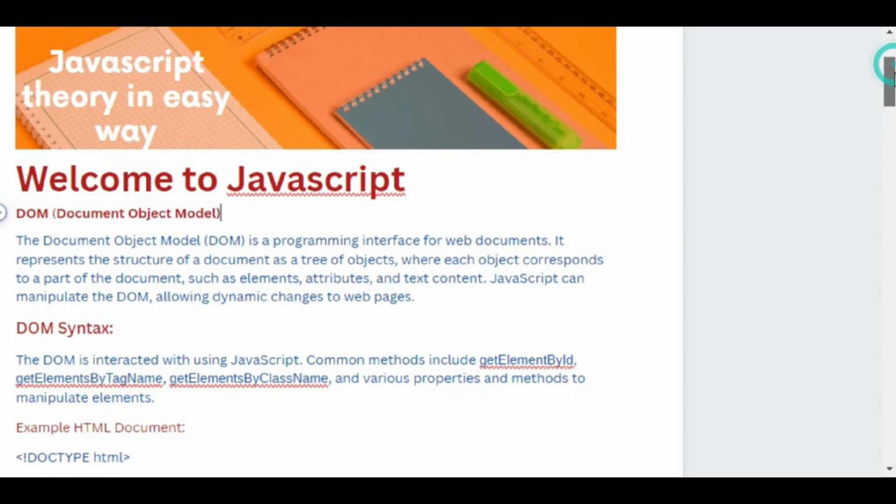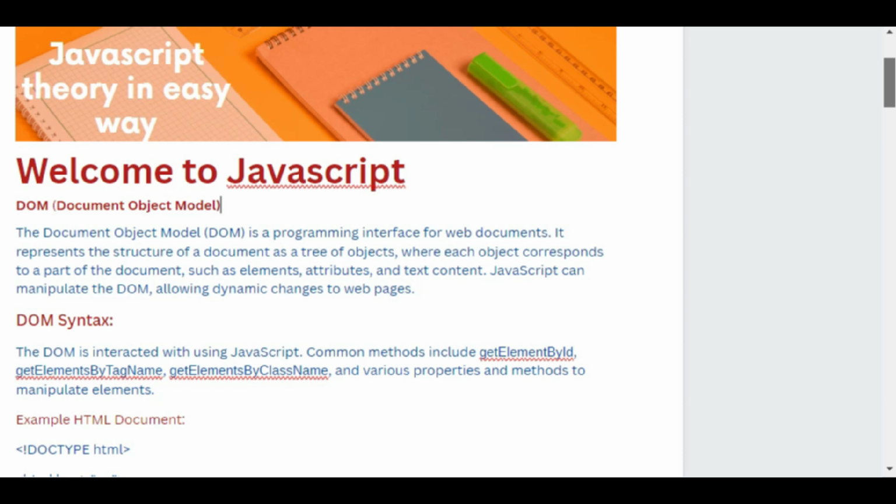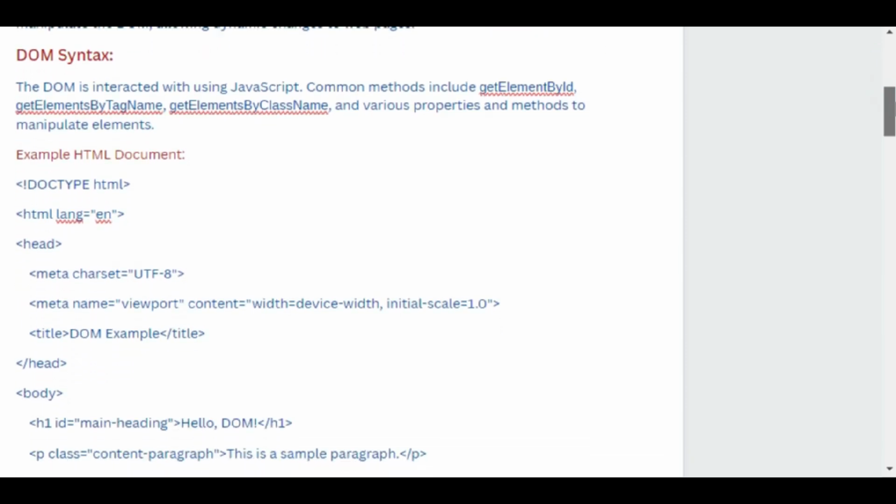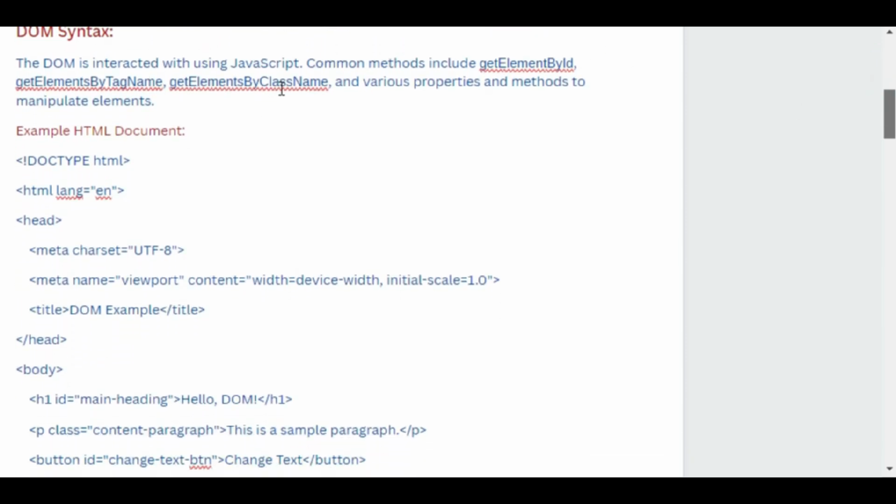Now this is the syntax part of the Document Object Model. What is syntax? The DOM is interpreted using JavaScript. The common methods include getElementById, getElementsByTagName, and getElementsByClassName, and various properties and methods to manipulate elements. Example HTML document. It is a syntax. It is an HTML document.